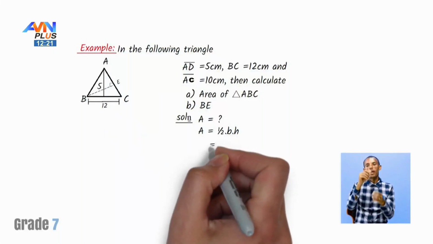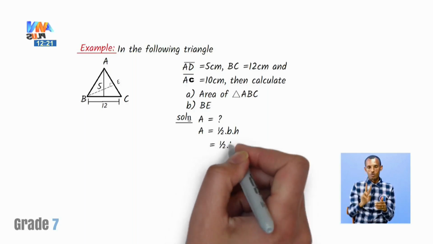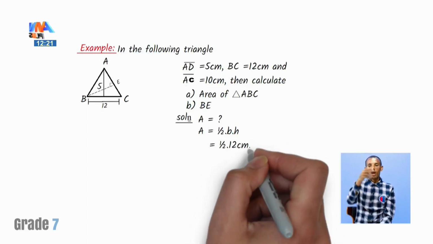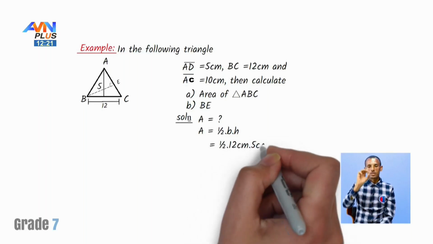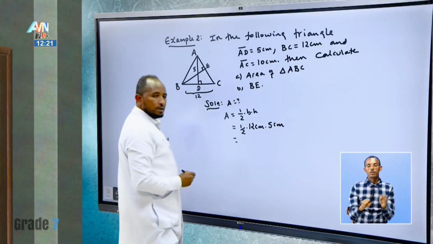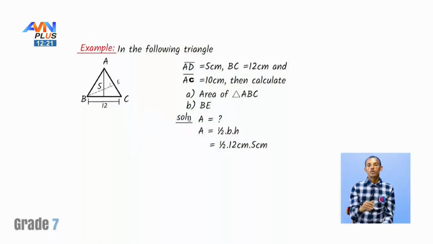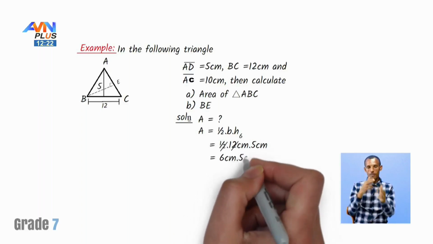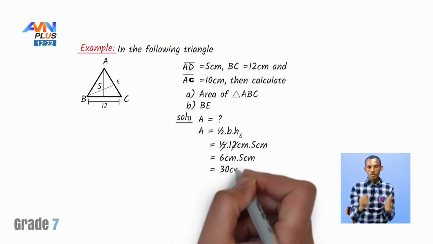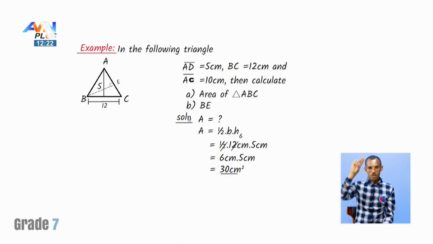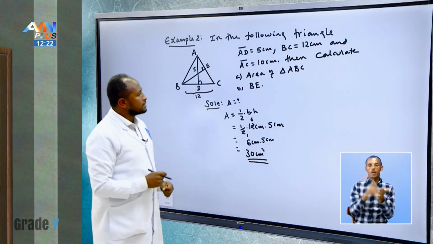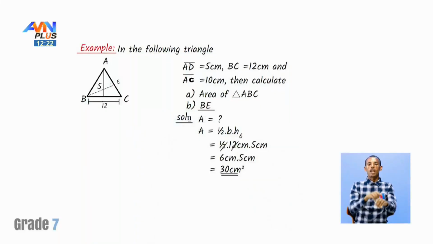So its area will be equal to half times the base, 12 centimeter, and the height is AD, it is 5 centimeter. So you can cancel this by 2, dividing both by 2, this becomes 1, this becomes 6. So 6 centimeter times 5 centimeter will be 30 centimeter square. This will be the area of the triangle. But again, we are asked to calculate the length BE, this length.